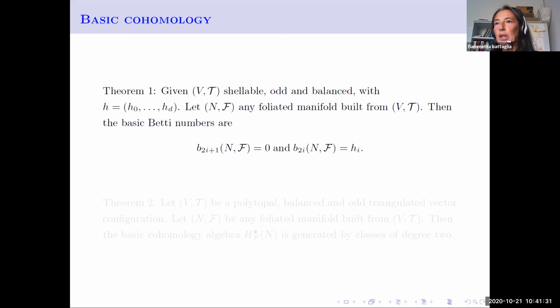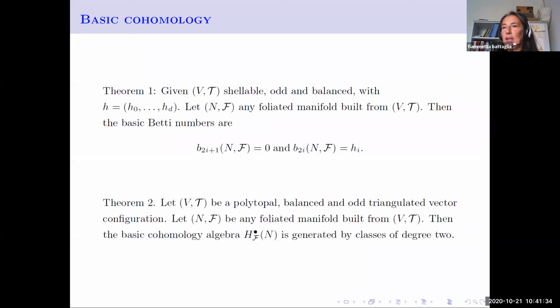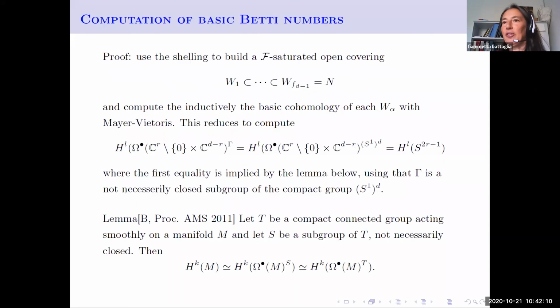And also we prove in the polytopal case, so for a simplicial polytopal fan, that the basic cohomology algebra is generated by classes of degree 2. This is an essential element for the proof of the g-theorem, and I must say that the proof of this result is quite involved, and it is the main reason for the delayed publication of our paper. So I skipped the proof of these results.